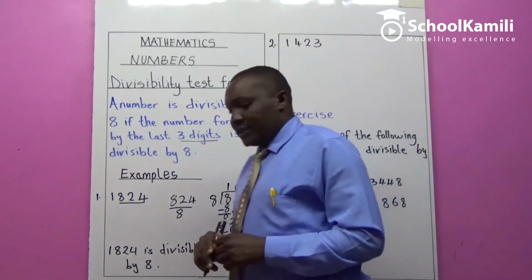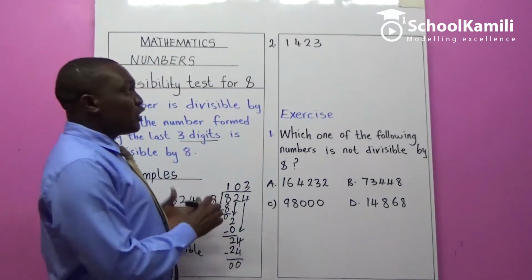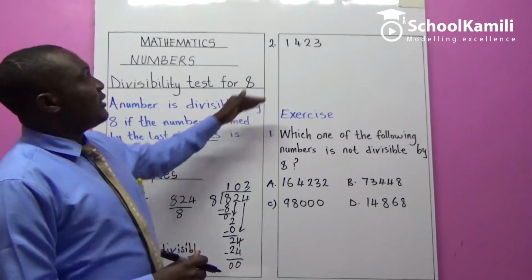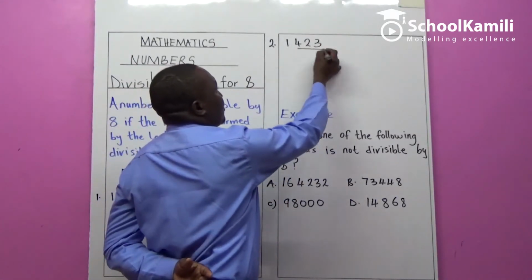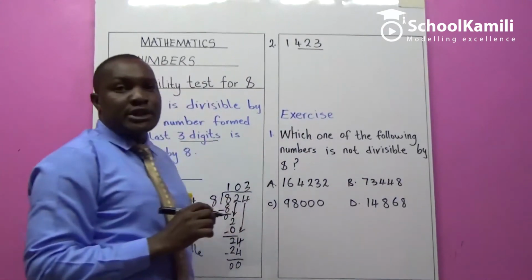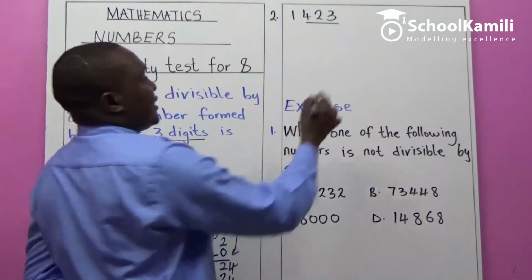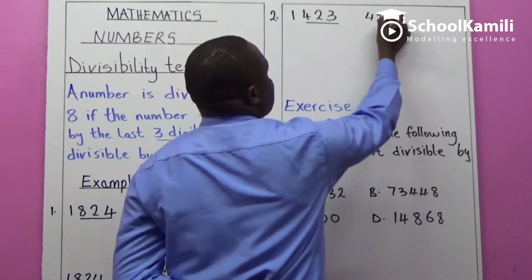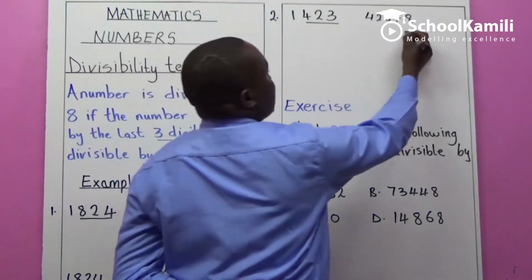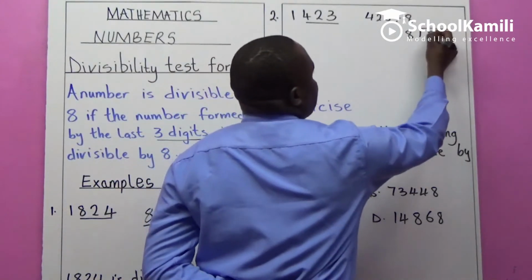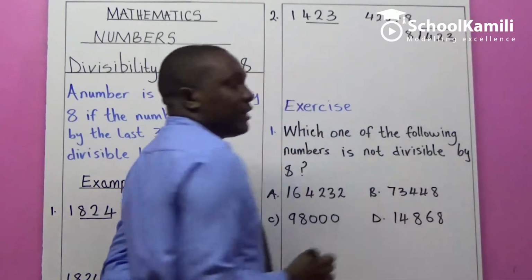Let's look at the second example. We see if it is divisible by 8 or not. The number formed by the last 3 digits, that is 4, 2, and 3, so the number formed is 423. So take that number, divide by 8. So you can use long division. 8 outside the division sign, then we have 423.